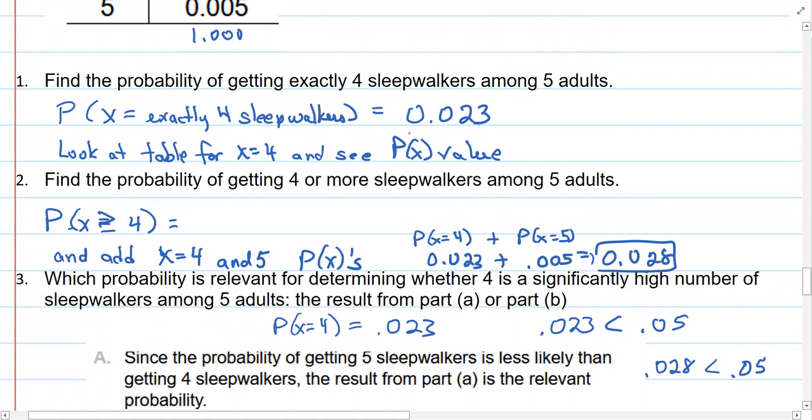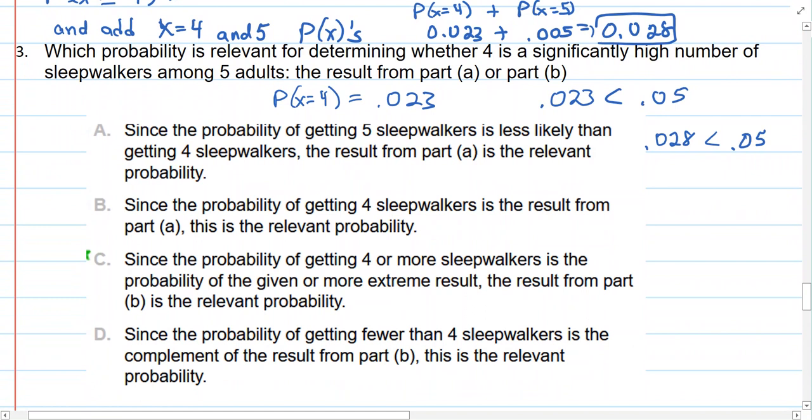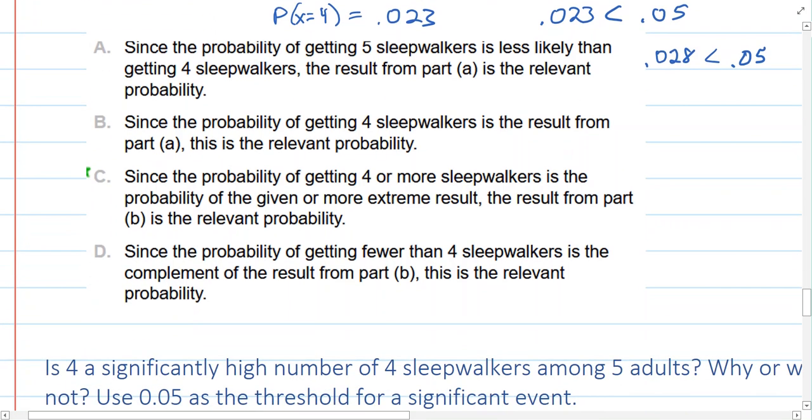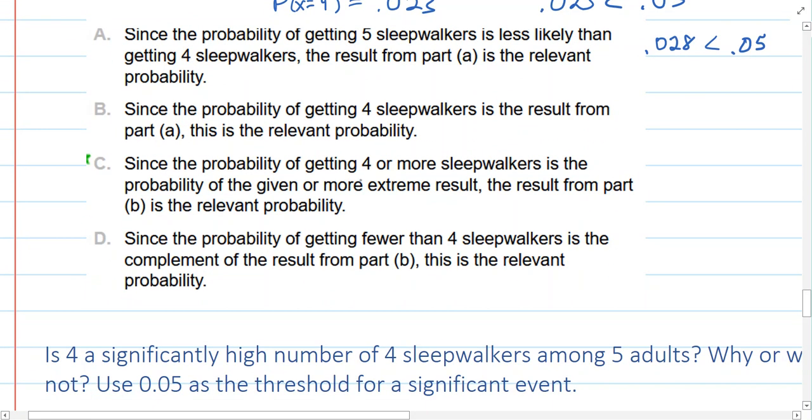Part A was this one right there, the lower. That's not right. Since the probability of getting 4 sleepwalkers is a result of part A, it's not irrelevant, because remember what they're asking: significantly high. Since the probability of getting 4 or more sleepwalkers is the probability of the given or more extreme result, the result from part B is the relevant probability, because it encompasses more. And that is the answer.